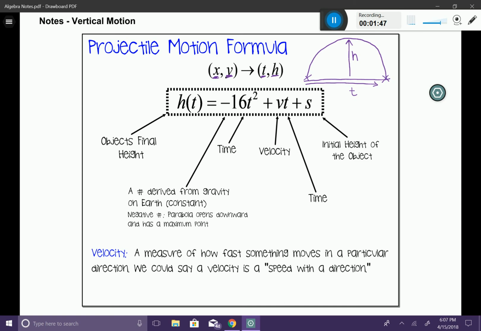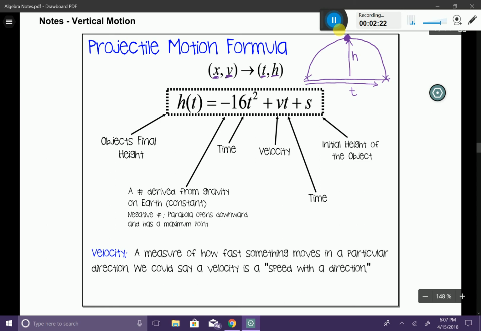When you get to a physics class in high school, you'll probably end up deriving this using some type of experiment. But one thing to know is that -16 is always going to be a negative number, which means that the parabola is going to be opening downward, just like my picture up above. It also tells us that you'll always have a maximum point, just like we talked about in that first section on graphing.